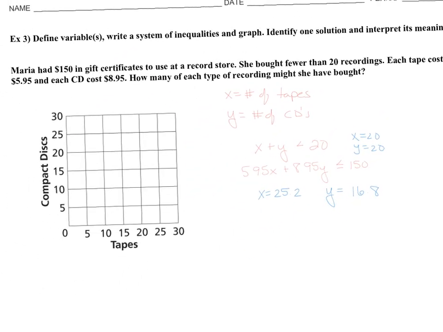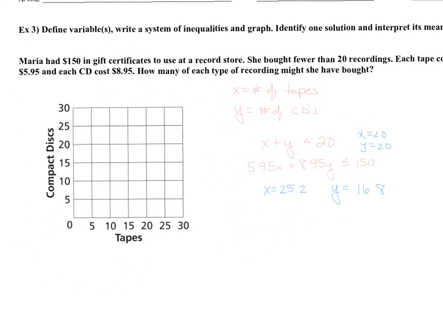Okay, so now I'm going to come over here, and my first line has x-intercept 20 and y-intercept 20, and that's going to be a dotted line since it said fewer. Dotted line, okay? And since it says y is less than, we would shade down here on the bottom.